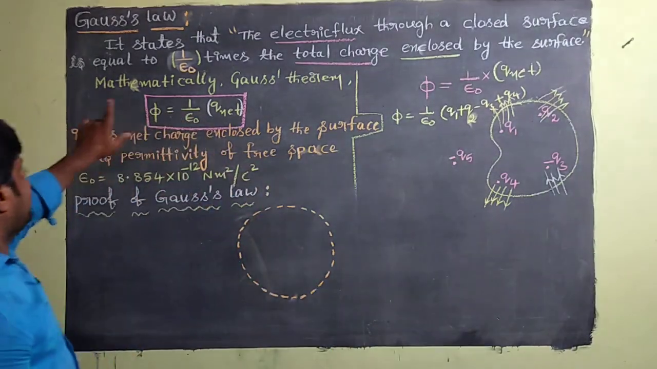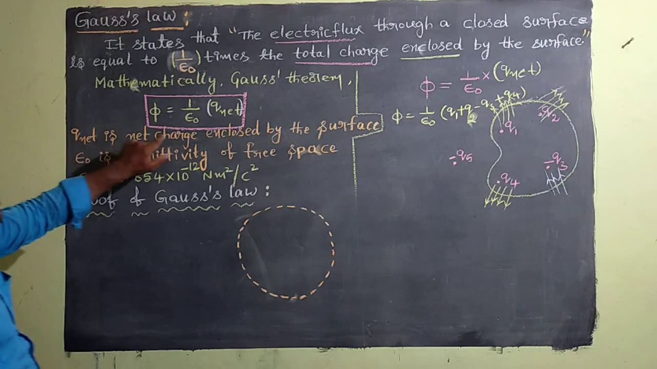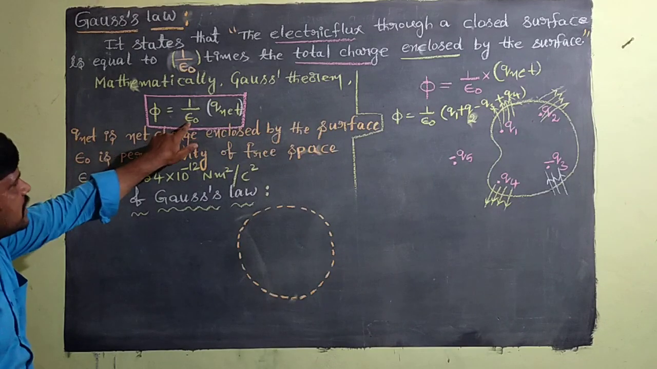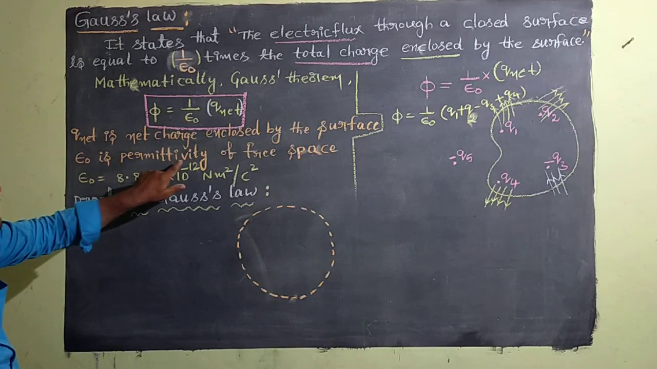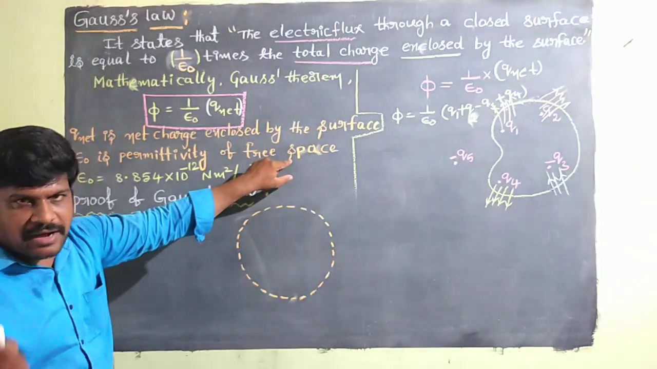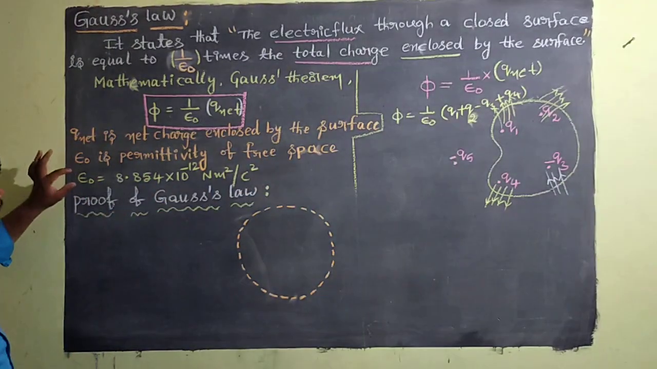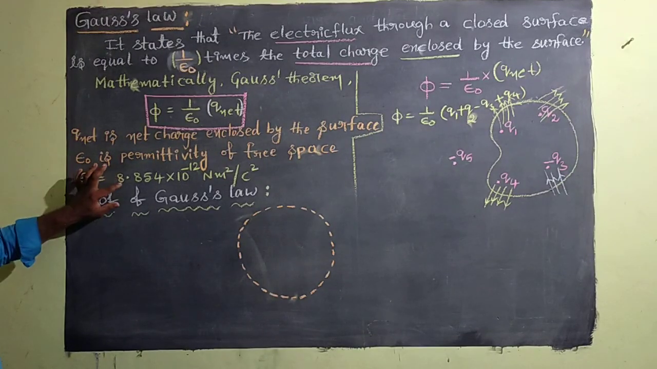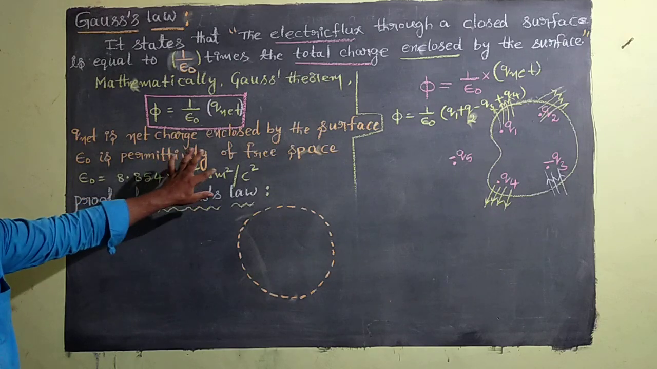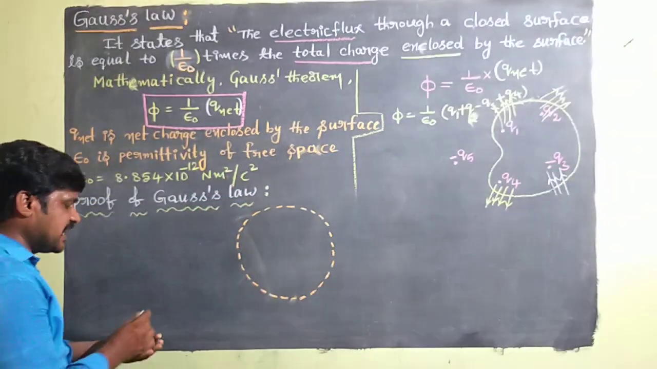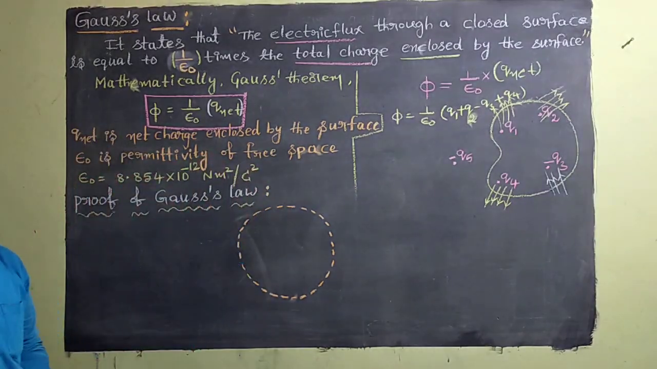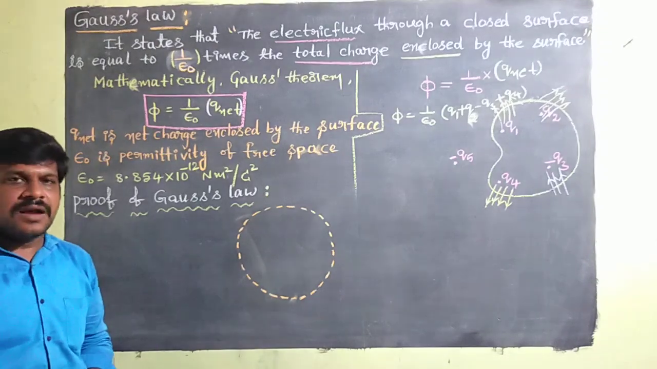Here q net is the net charge enclosed by the closed surface, and epsilon naught is the permittivity of free space. I have explained this in an earlier class. The value of epsilon naught is 8.854 into 10 power minus 12 Newton meter square per Coulomb square, where capital C is Coulomb. This is the statement of the Gauss law.